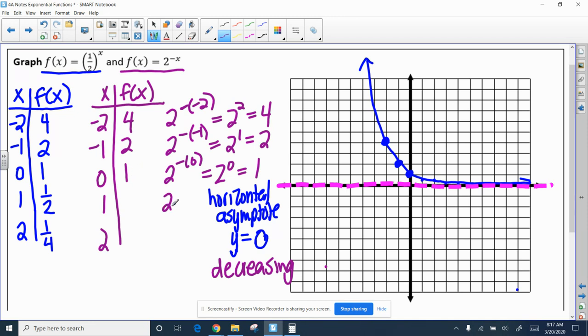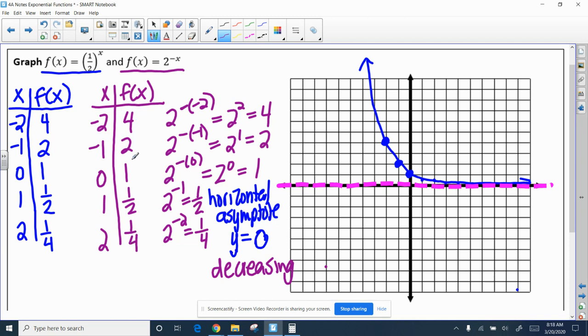If we plug in a 1, we'd have 2 to the negative 1 power. And remember, that is a fraction. Jump the line and switch the sign, so that'd be 1/2. And if I plug in a 2, we'd have 2 to the negative 2 power. Also a fraction. This would be 1 over 2 squared, or 1 over 4.